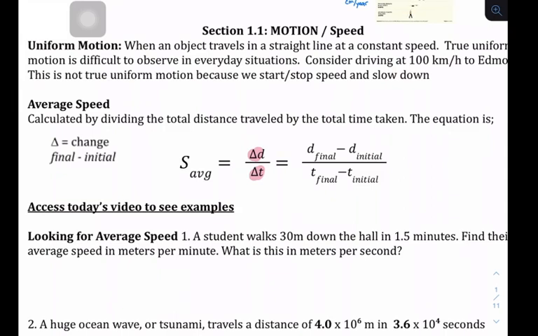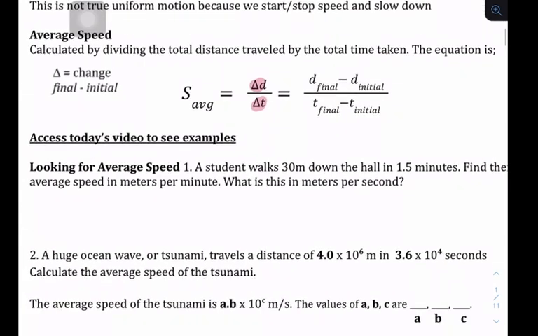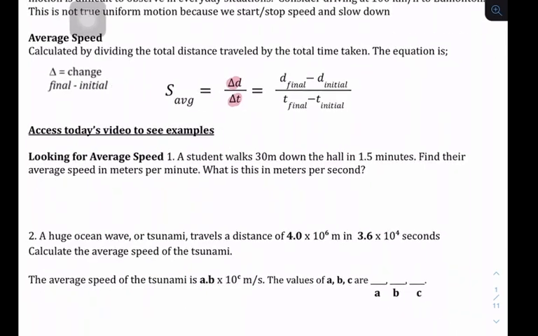If we're driving from Fort McMurray to Edmonton, we might even set the cruise control, but our speed will vary slightly. We might slow down or speed up to get around a vehicle. So average speed is a distance divided by a time. So it's a relatively basic formula. We're going to do a couple examples here.